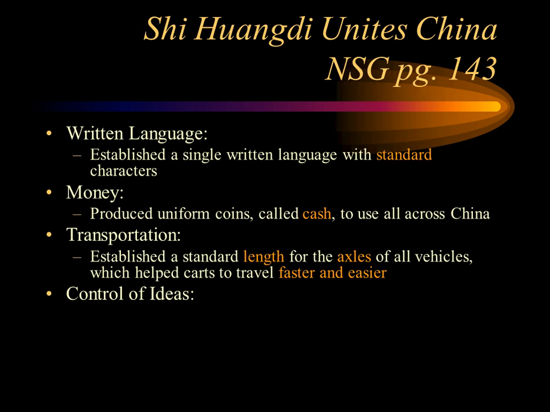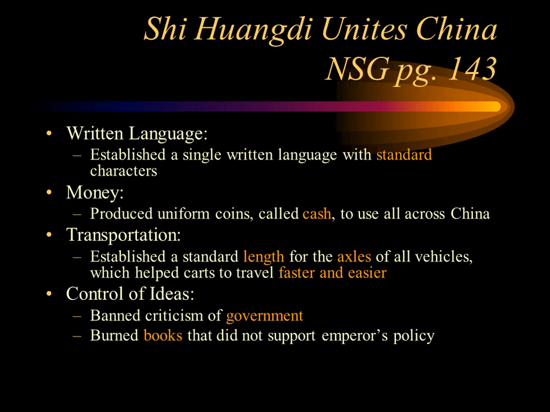Okay, and he also had control of ideas. You couldn't criticize the government, and officials actually could burn books that did not support his policies. So all those things, those 8 different things, unified China. That was his plan to unify, and in some sense it did unify China, the beginning of the unification of China.